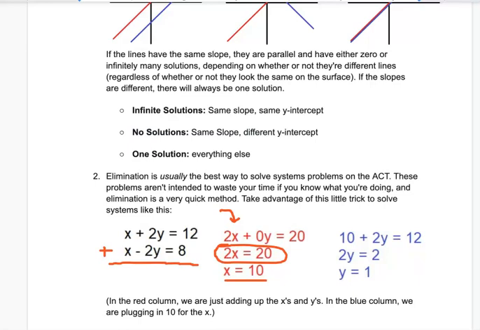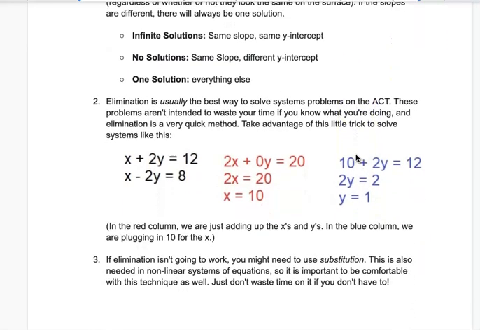Then if we put in 10 for x here, we have 10 plus 2y equals 12. Subtract 10 from both sides, 2y equals 2, y equals 1. So this is the elimination method. And for most ACT systems of equations problems, this is going to be your best bet.